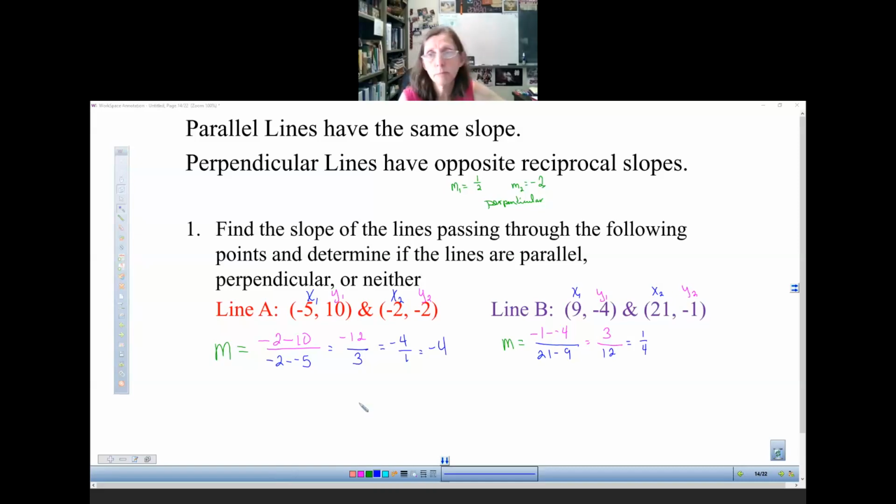I will give you a minute to catch up to my computer. They are perpendicular. Excellent. Yay, I got multiple answers. Okay, so they are perpendicular.